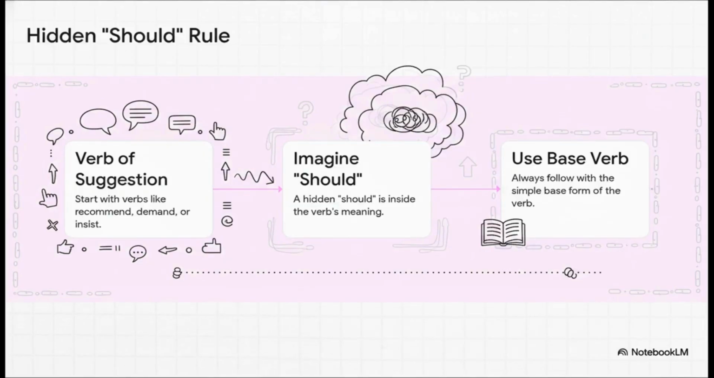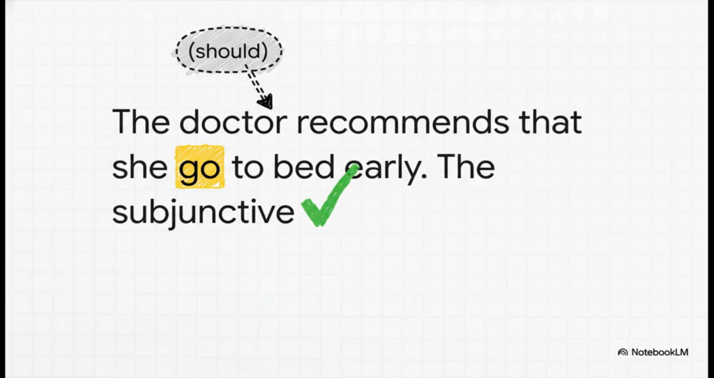Okay, here's the trick. The easiest way to get this right every single time is what I call the hidden should rule. Whenever you see a verb like recommend, insist, or demand, just imagine the word should is hiding inside it. The doctor is really saying she should go to bed. And what always follows should? The simple base verb with no S on the end, always. So, drum roll, please. And there you have it. The correct answer is A. The doctor recommends that she go to bed early.